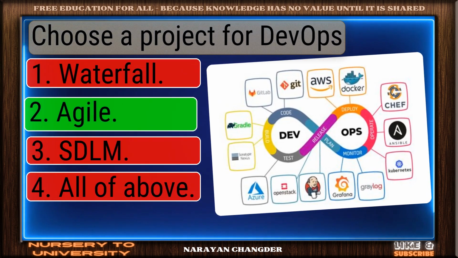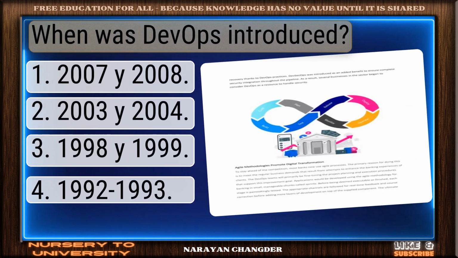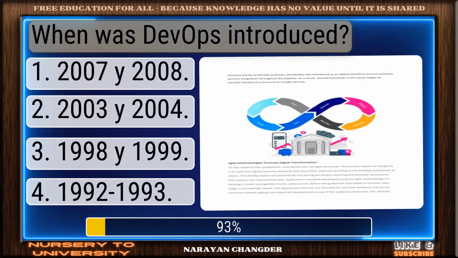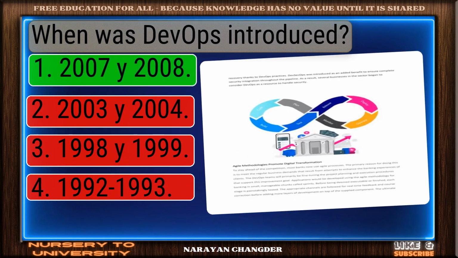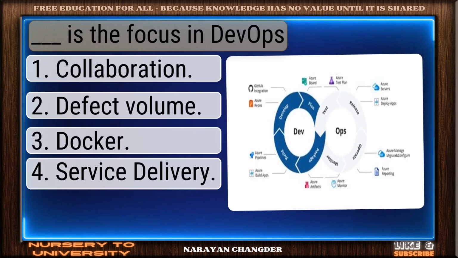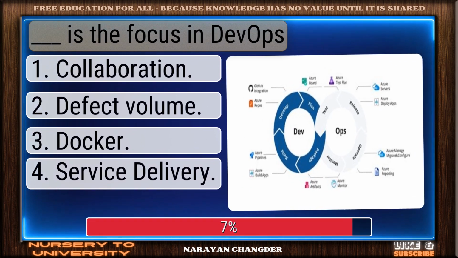Correct response. Agile is the most accurate answer. Question number 56. When was DevOps introduced? Great thinking. 2007 or 2008 is the right choice. Question number 57. Dash is the focus in DevOps.